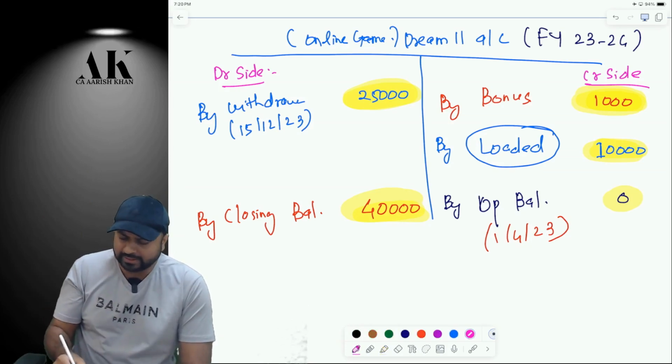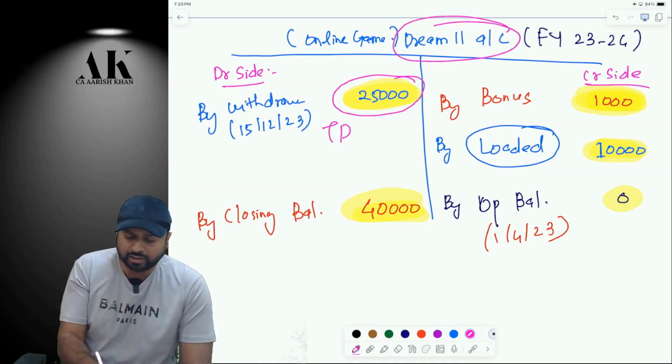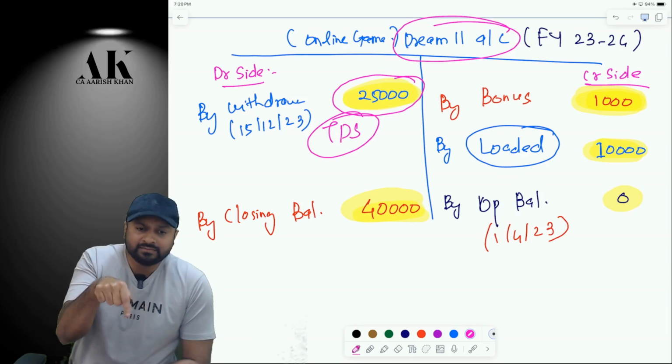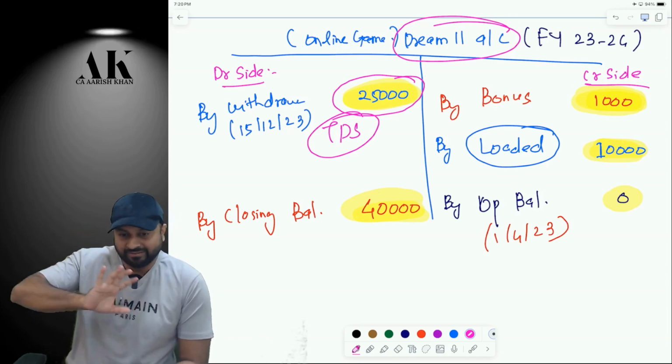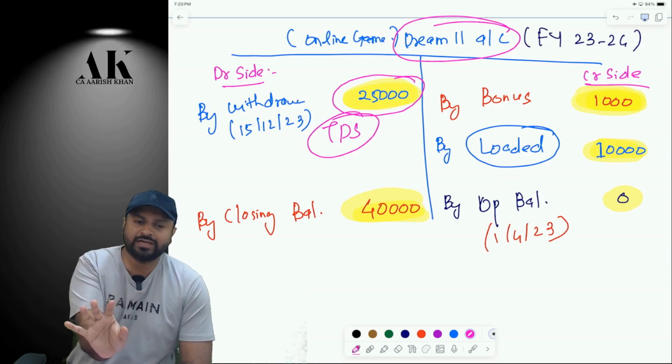So the government is targeting this amount. The government is saying at the time of withdrawal, Dream 11 has to deduct what? TDS. So when I'm withdrawing, what is the date? Please, I'm just giving you an overview. I'm not teaching you the provision. The provision will come after some time. First of all, understand the overview of the provision. Then we will go into the legal provision later on.